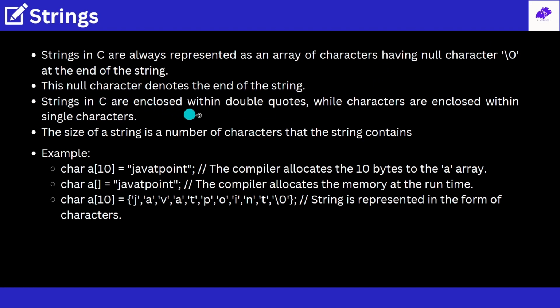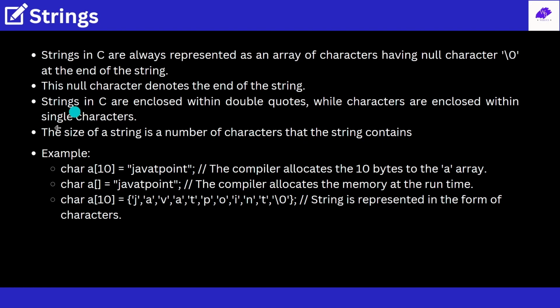Strings in C are enclosed within double quotes, while a character is enclosed within single quotes. The size of a string is the number of characters that a string contains. For example, we have a string called bugs. So bugs contains 4 letters, so the size is 4.